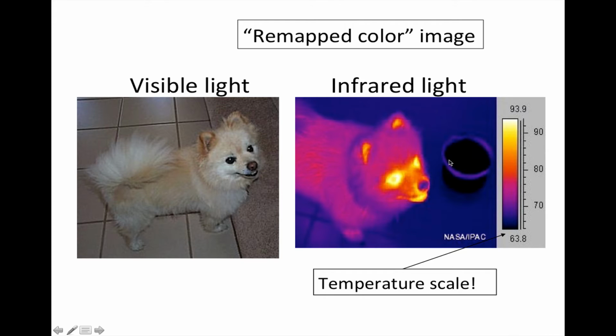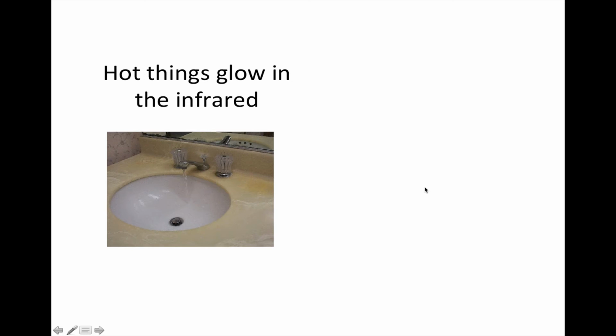So you can see his water dish here is cool. You can see the halo of fur around his face is cool. You can see his ears are warm. His face is warm, but because he's a healthy little dog, his nose is cool. So now we know that hot things glow in the infrared.